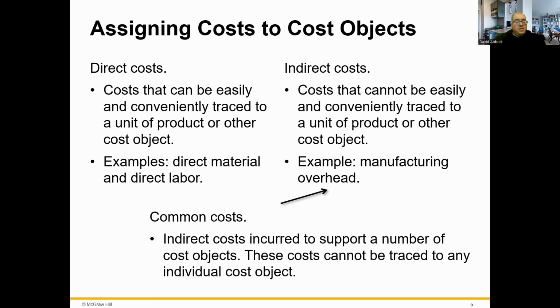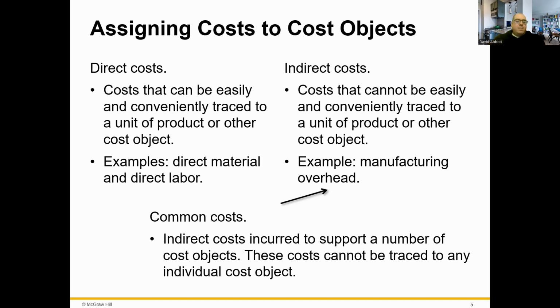Now, there are also indirect costs. Those are costs that cannot be easily and conveniently traced to a product or a unit of product or another cost object. So an example might be manufacturing overhead. You have manufacturing overhead for, let's say, rent or lease on a manufacturing building, or the overhead that goes in with the upkeep on machinery. You're not able to allocate that specifically to each unit. So those would be an indirect cost.